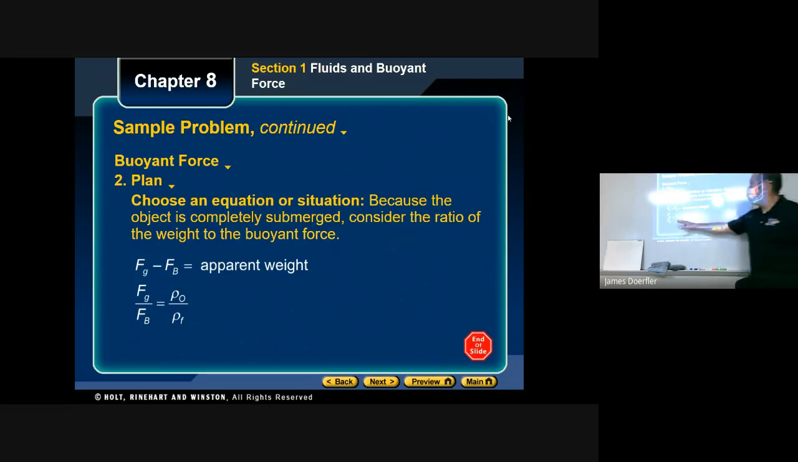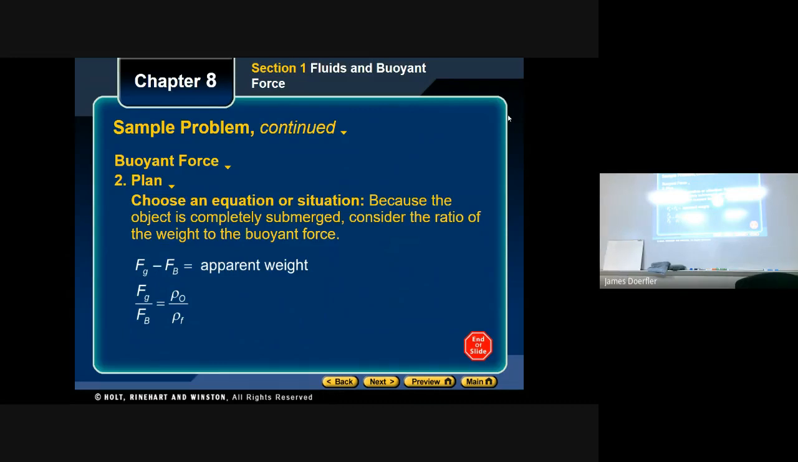What from this equation are we missing from the information given in the question? We've got rho of the object, and the buoyant force. We don't have the buoyant force. We're trying to find the density of the object, but we're missing a piece of information. That is the buoyant force. We're missing this F_B here.